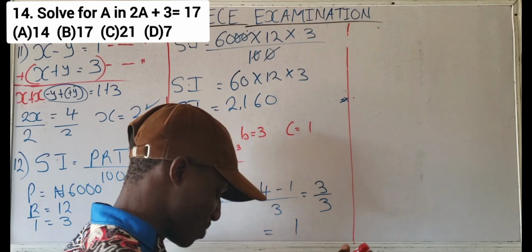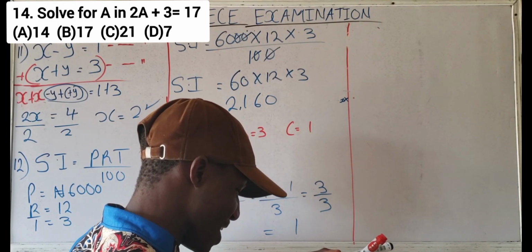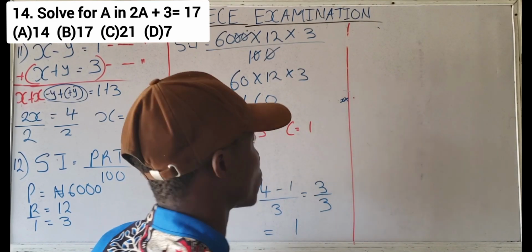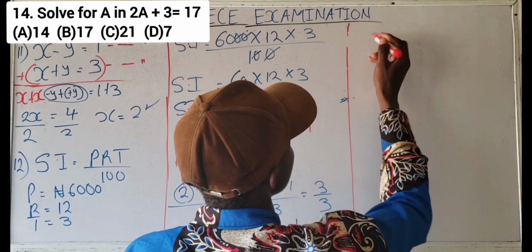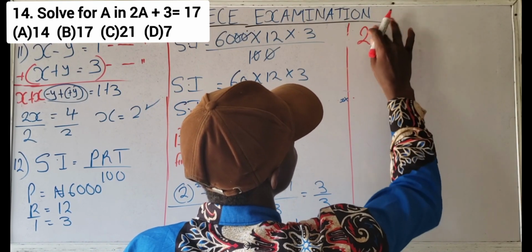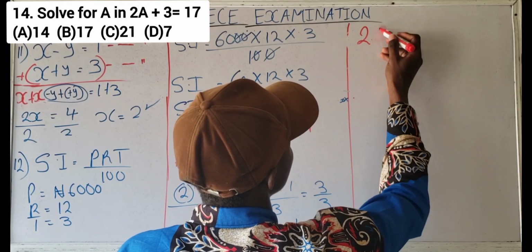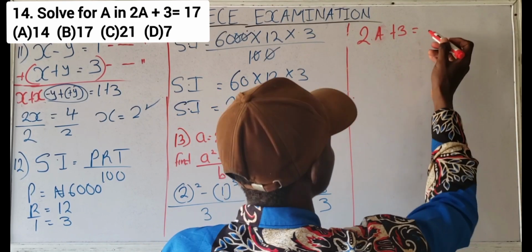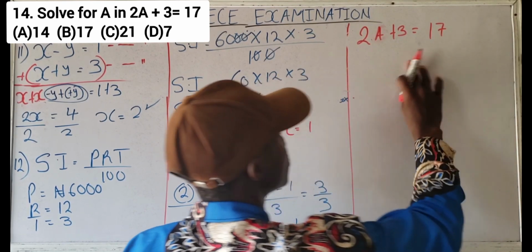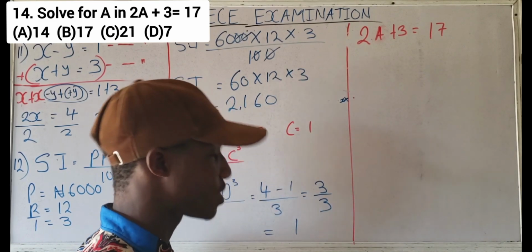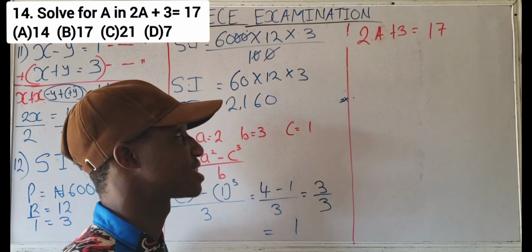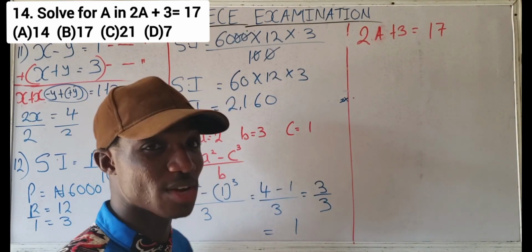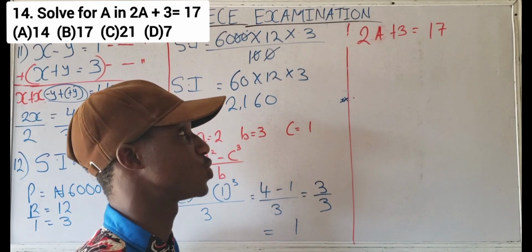Now, for question number 14, we have: solve for A in 2A plus 3 equals 17. Solve for A in 2A plus 3 equals 17. Now, how do we solve for the value of A? To solve for the value of A, all you have to do is just collect like terms, okay? Like terms are those terms that are similar to each other, you understand?